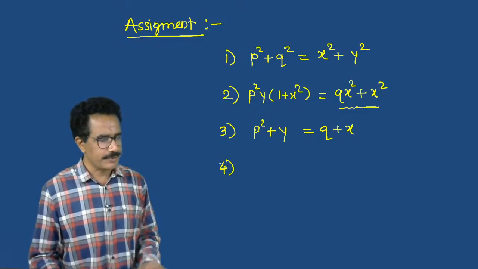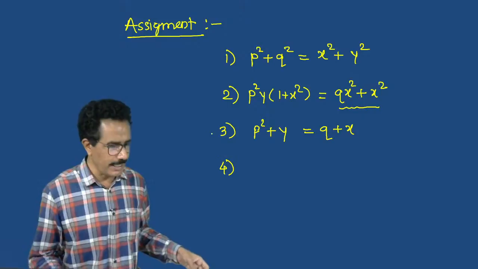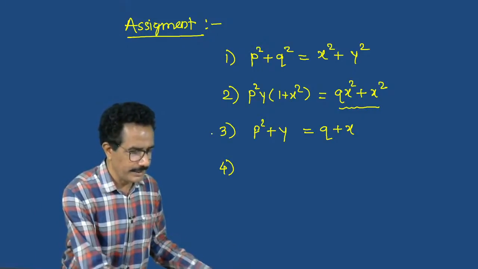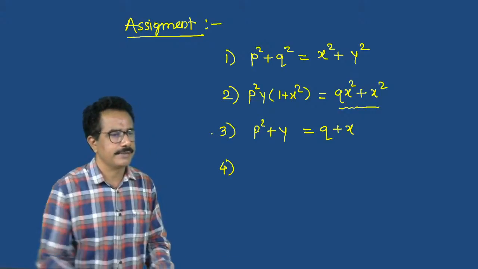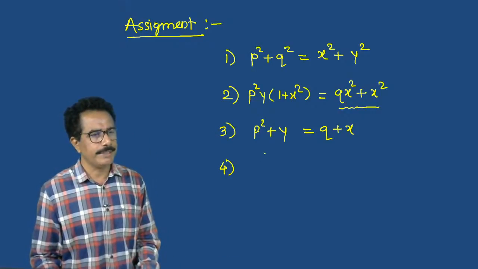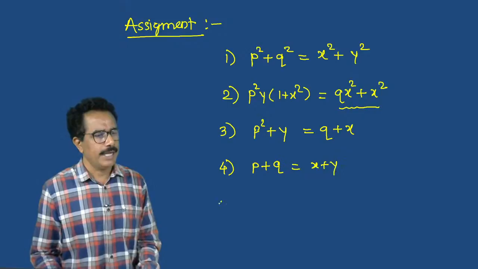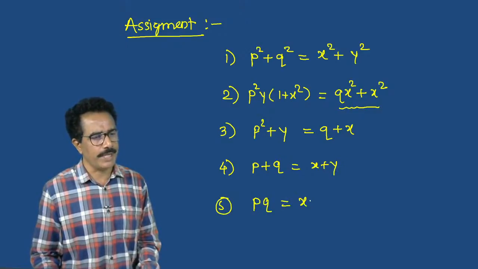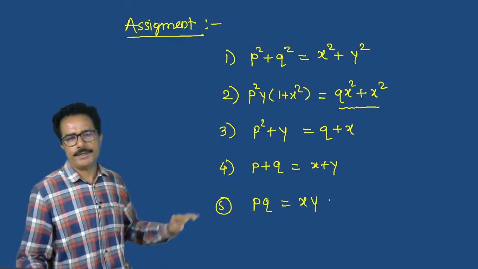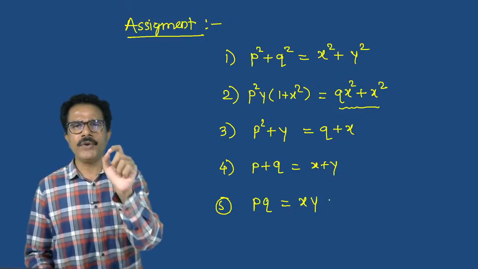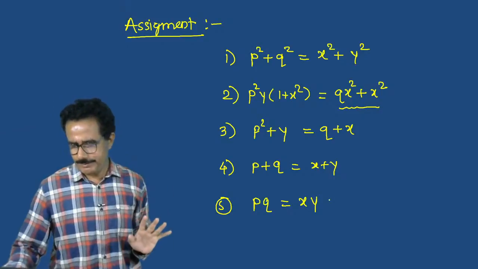Is it okay? So that is the option term, and also we can write, if there is any example, p plus q, which is equals to x plus y, and last pq is equals to xy. So you have to solve all these 5 problems. If you have any doubt, then you can ask me.